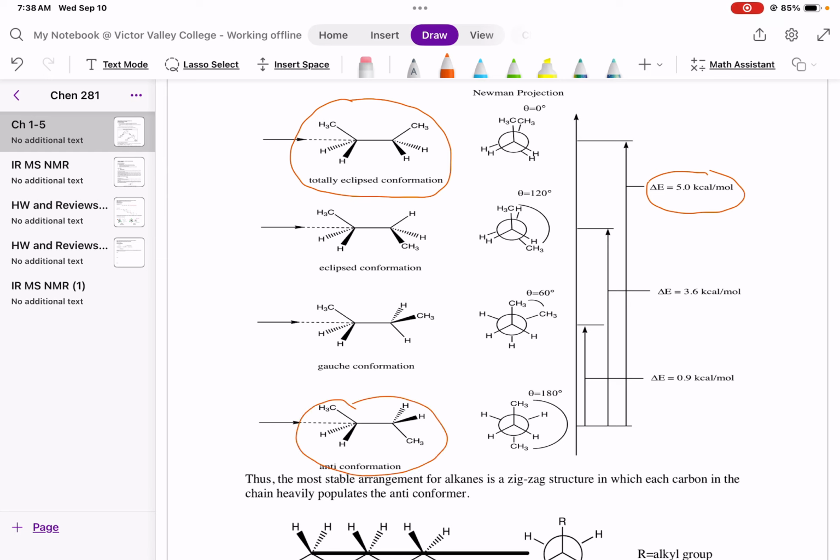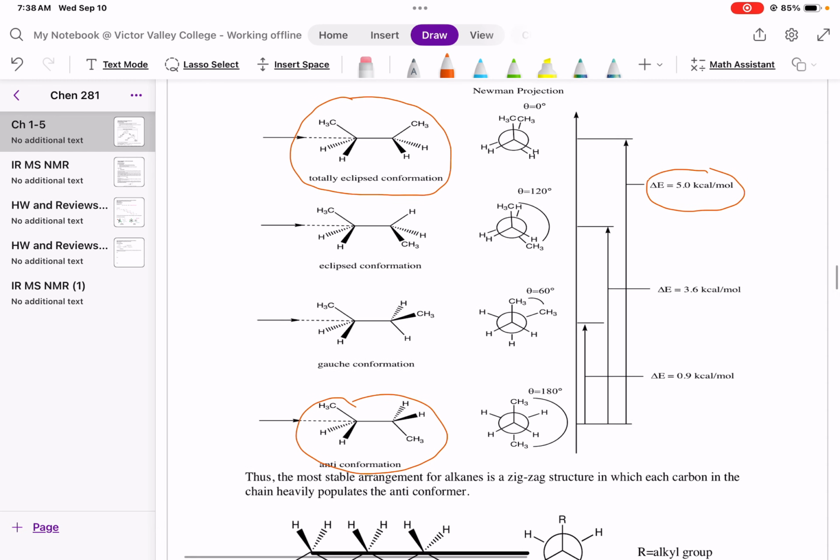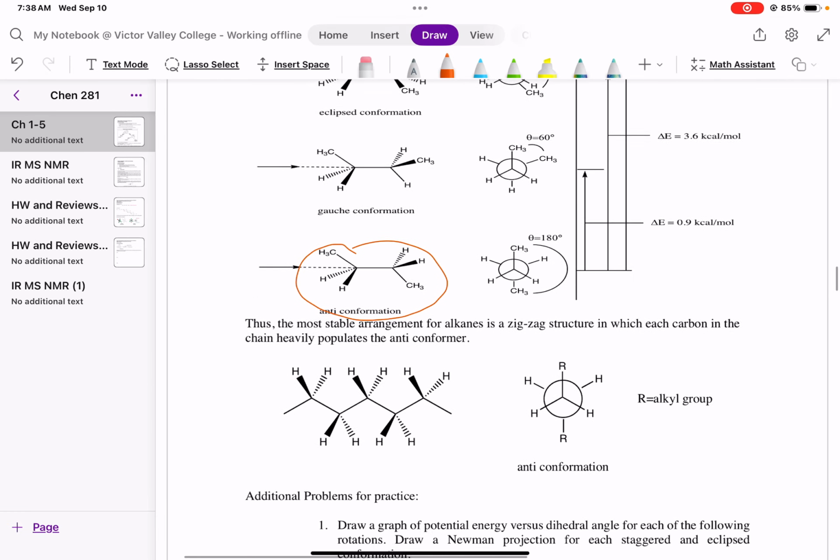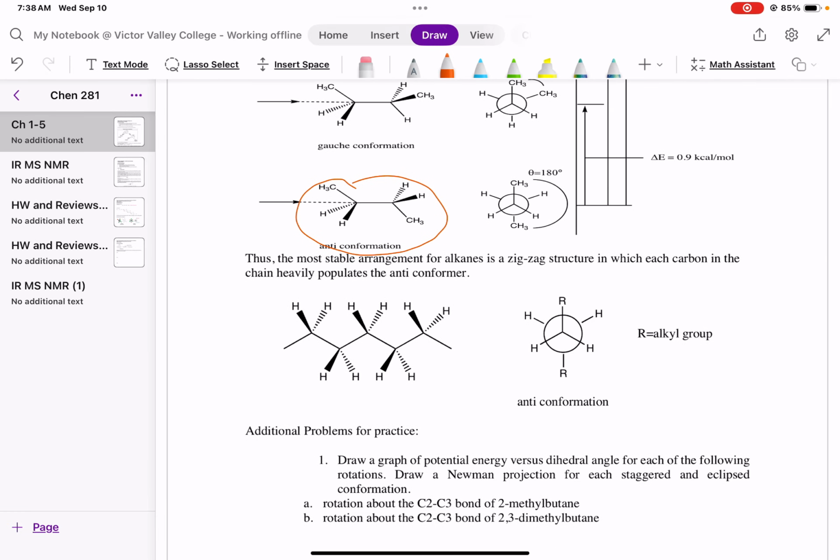Anti conformation is the lowest one. And the highest one is the totally eclipsed one, 5 kilocal per mole difference. That's pretty cool. Now notice when we draw the structure, we always do zigzag, and that's just because we want to spread everything out to make them anti conformations, because simply that's the most stable.